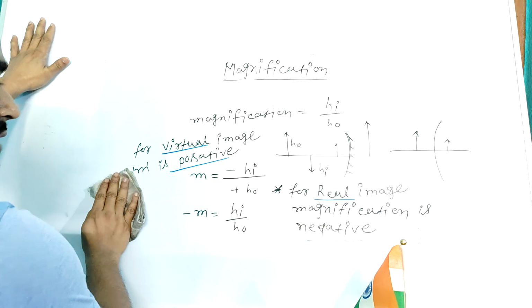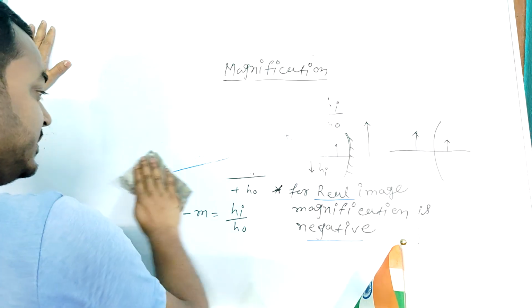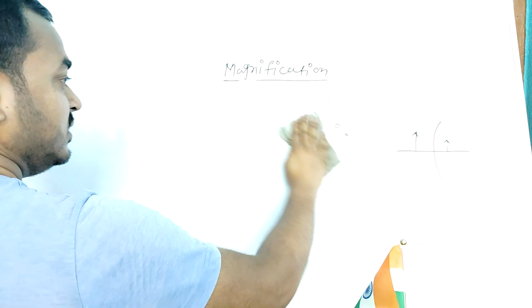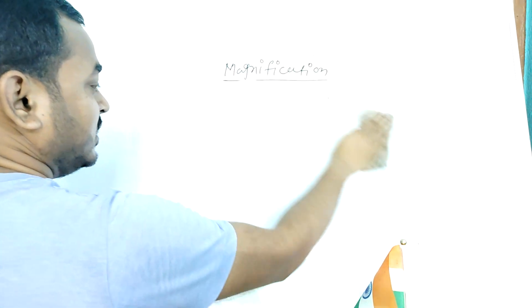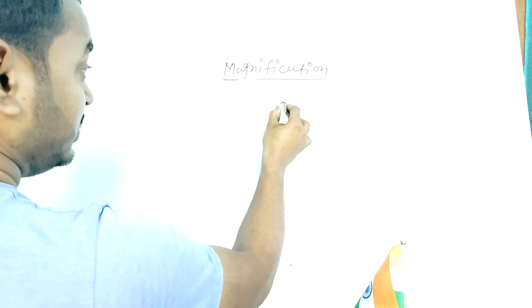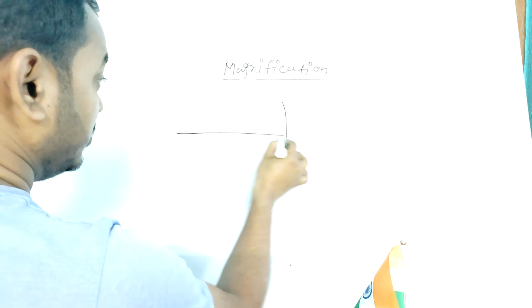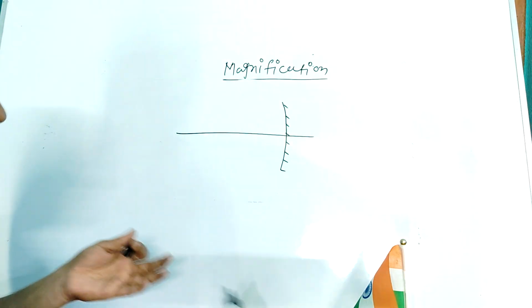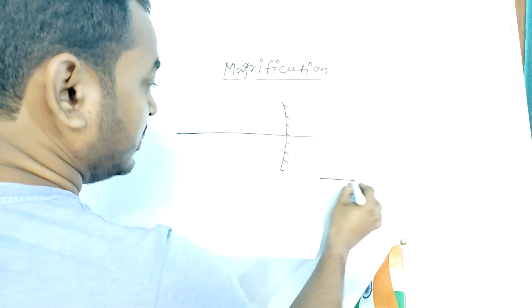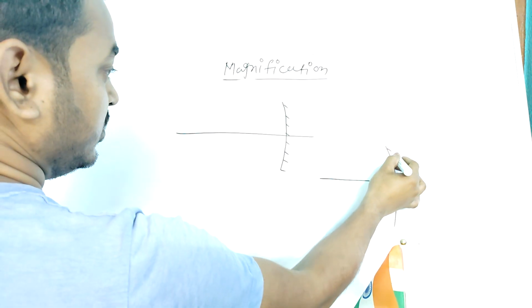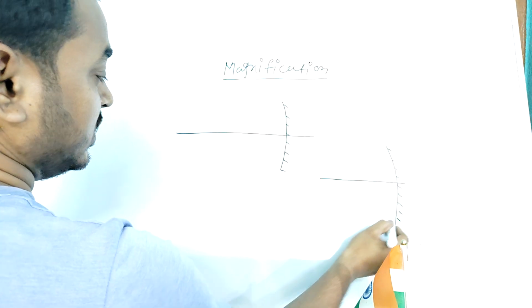Another one. Let me just write it and let me read it. Another one: magnification. See, so again I am drawing a concave mirror. You also draw. Practice work, revision. How many times you are writing? So it is also improving your ability, your work.